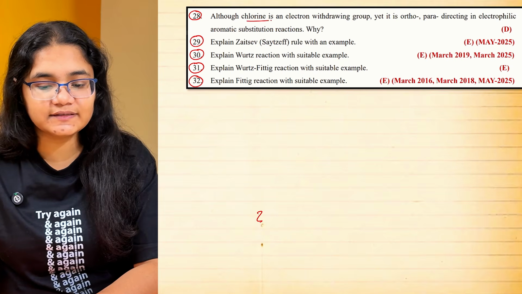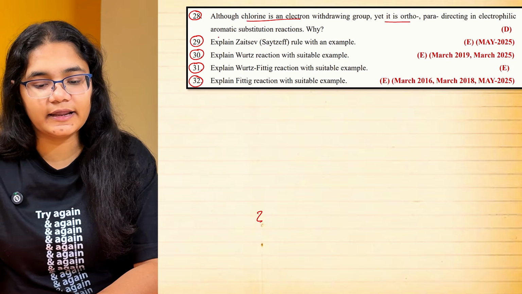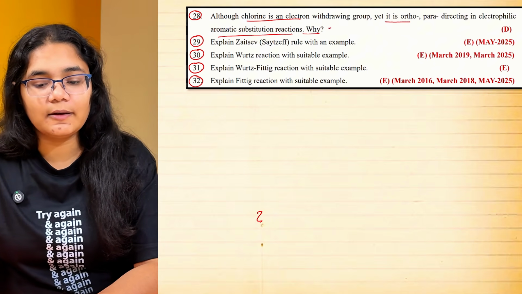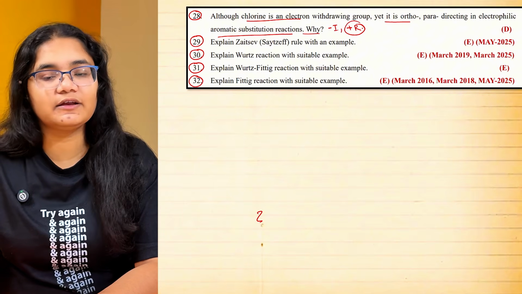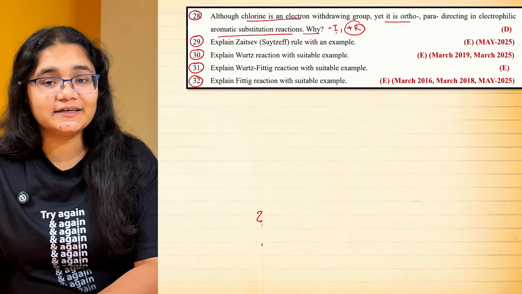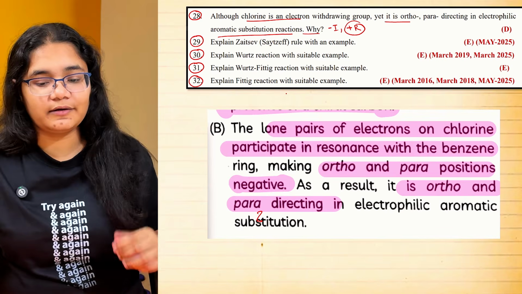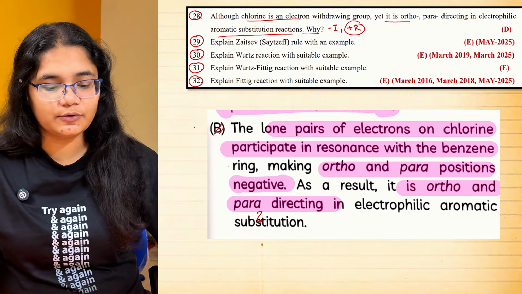Although chlorine is an electron withdrawing group, yet it is ortho-para directing in the electrophilic aromatic substitution reaction. Why? Now see, chlorine has both minus I and plus R effect. Because it has a lone pair, it can donate electrons and increases the electron density at the ortho and para positions. So that is why you can write down, it is ortho-para directing. Okay, so this is the answer you can write.